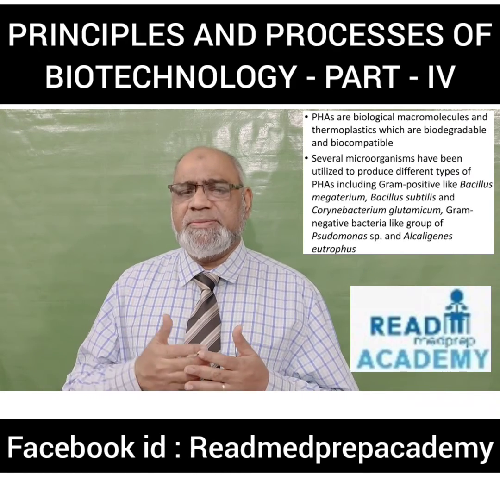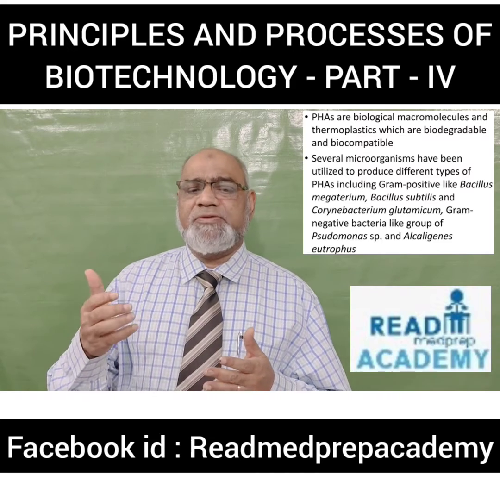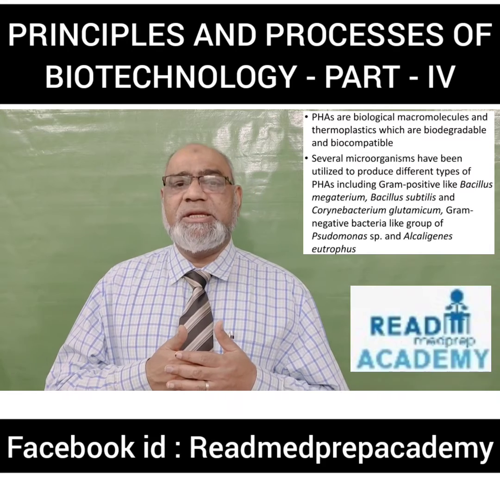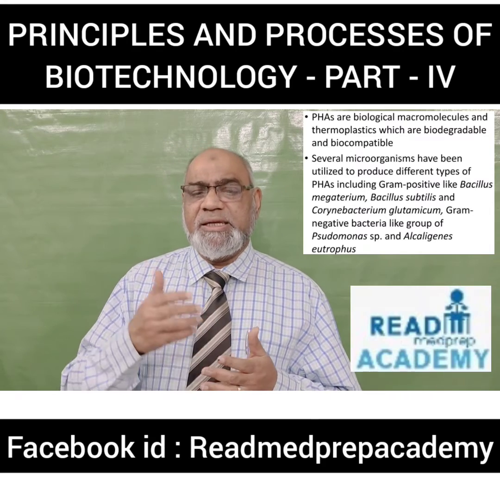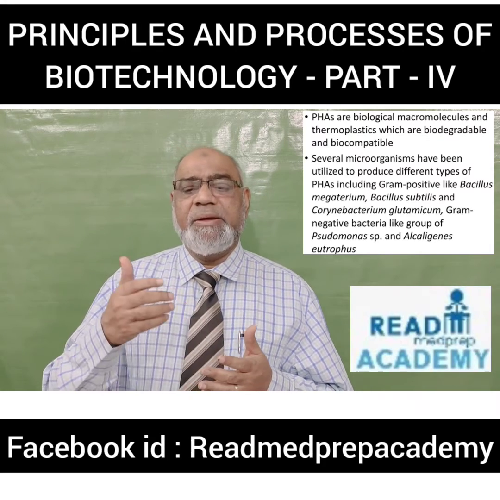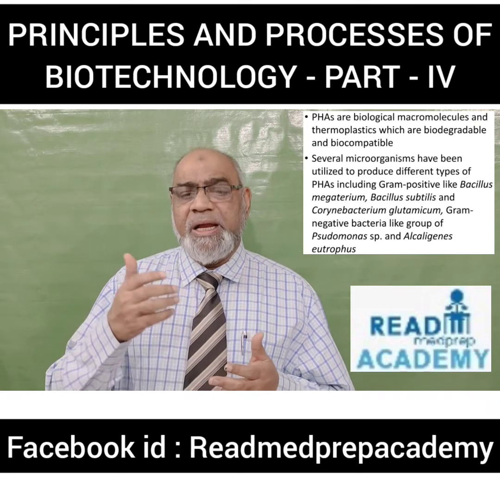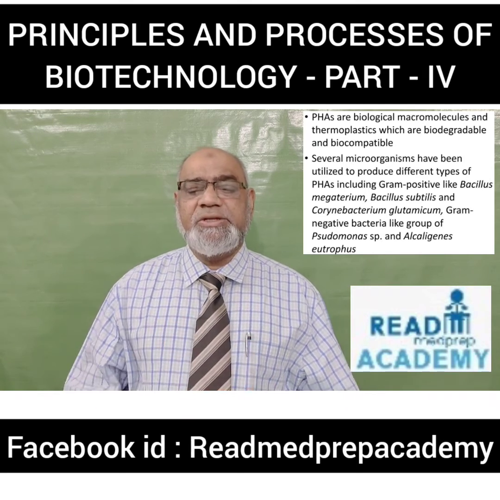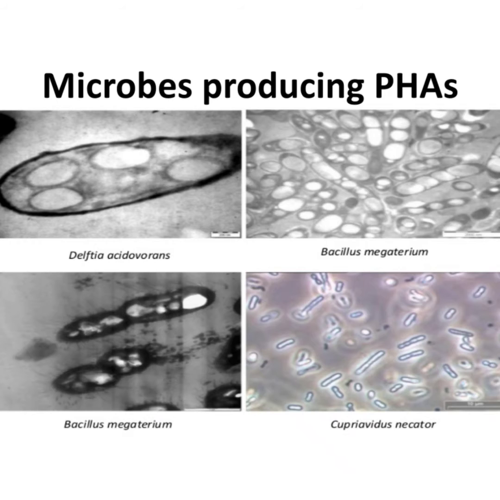Several microorganisms have been utilized to produce different types of PHAs, including gram-positive like Bacillus megaterium, Bacillus subtilis, and Corynebacterium glutamicum. Gram-negative bacteria like group of Pseudomonas species and Alcaligenes eutrophus. Here you can see Delftia acidovorans, which is a PHA-producing microorganism, Bacillus megaterium, Cupriavidus necator.